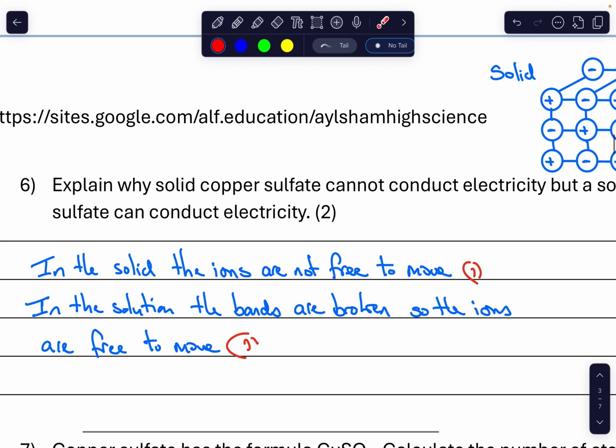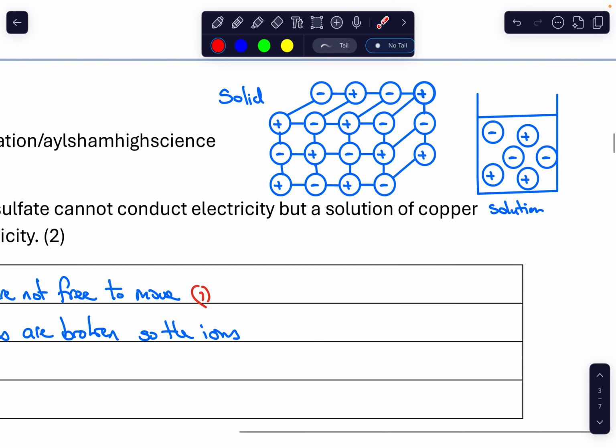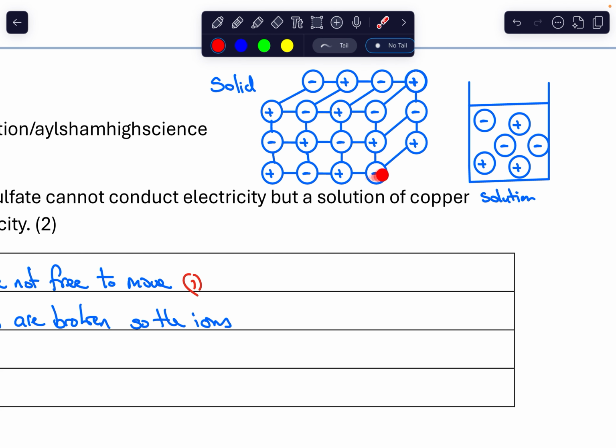Okay, so solid copper sulfate can't conduct. So this is why solid can't conduct. Solid copper sulfate is an ionic compound. So you've got positive, negative ions. But when it's in a solid state, all the ions are bonded to each other. And therefore these ions cannot move.